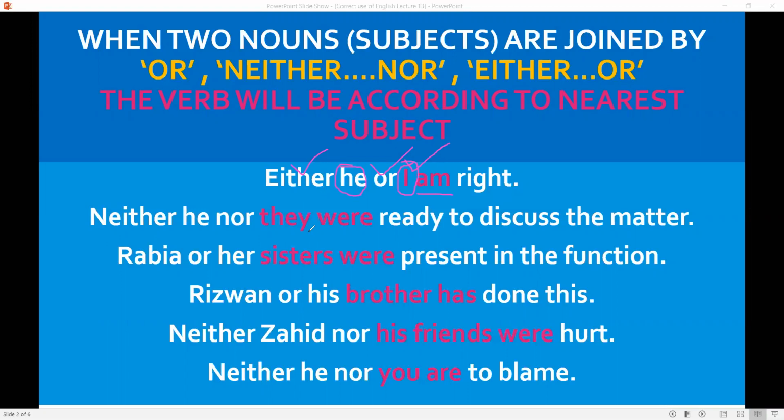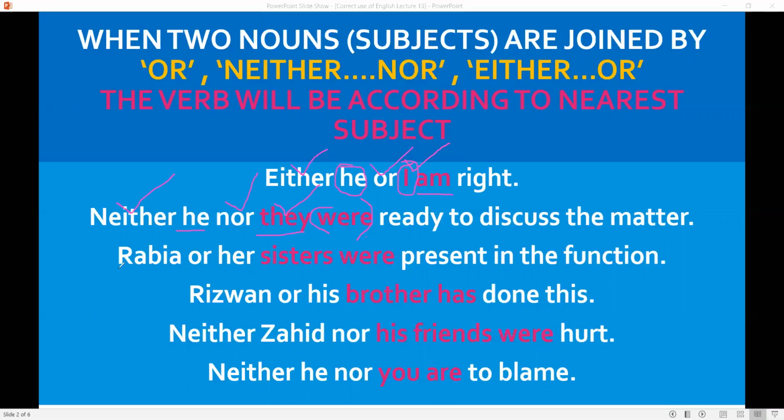Neither he nor they were ready to discuss the matter. Now, these are two nouns or subjects, he or they. They are joined by neither and nor. So this verb will be according to the nearest subject. In this case, the nearest subject is they. They is plural, so we used were.